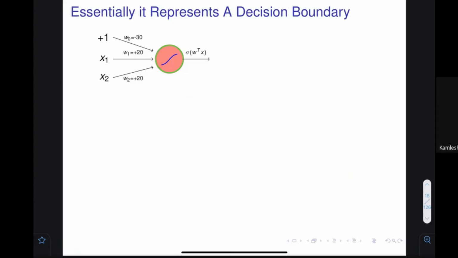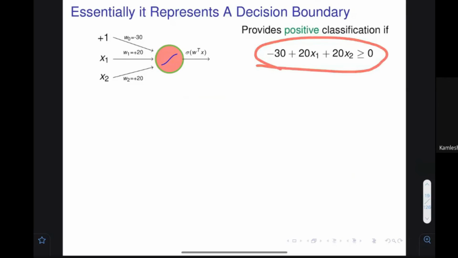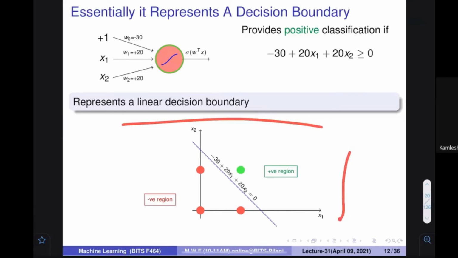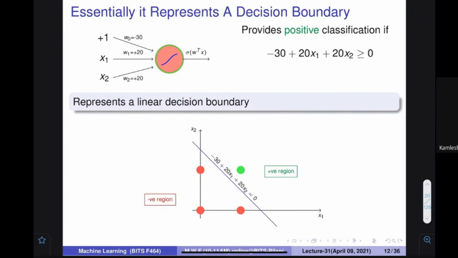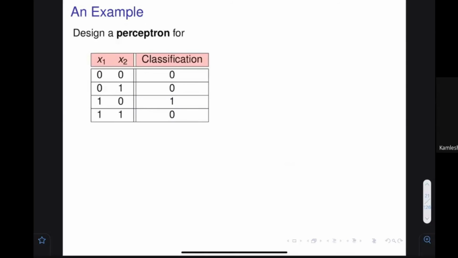We have seen that whatever perceptron is given to you, it represents a decision boundary, and you can write it using an equation. And in your region, if you draw this particular line, then one side would be a positive region, the other side would be a negative region. So this is a basic important thing.